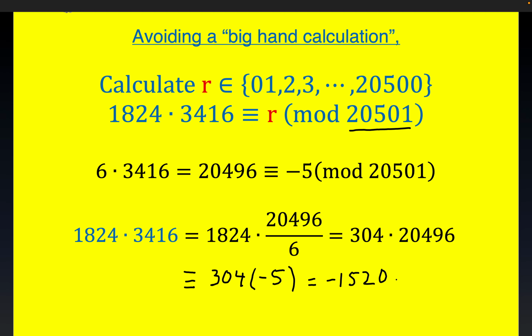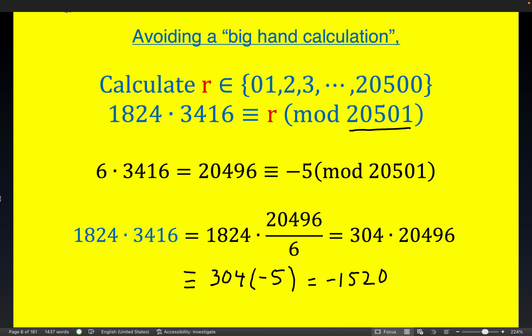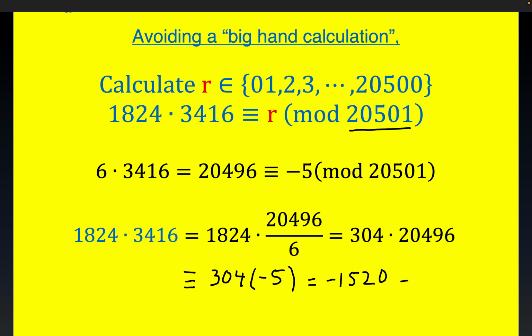Now, to get a number that's less than 20,501 and greater than 0, all we have to do is add the modulus to this. So this would be congruent to, now this calculation is a little hard, you have to do it by hand, I guess, 20,501 minus 1520 is effectively what we need right here. And that would give us 18,981.